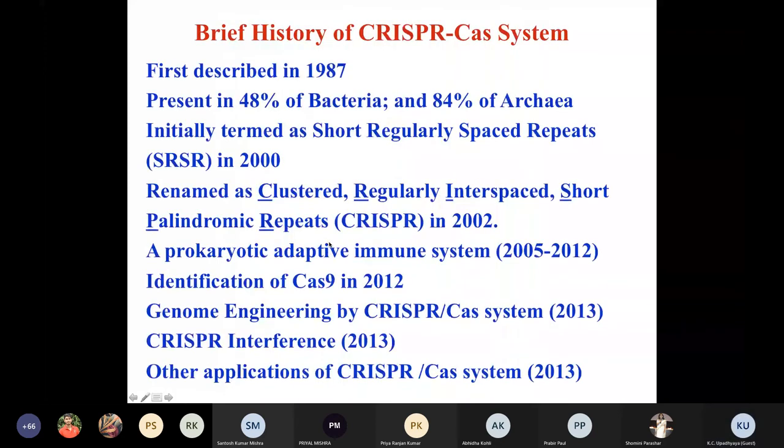Okay, a brief history: CRISPR was first described in 1987, basically in bacteria and also in archaea. Initially, bacteriophages infect the bacterial cells and leave behind short repeat sequences. Initially it was called short regularly spaced repeats, and in 2012 it was renamed as clustered regularly interspaced short palindromic repeats, called CRISPR. This is, of course, a part of the prokaryotic adaptive immune system, because if another bacteriophage comes, the bacterial cells can recognize it and degrade the DNA. And of course, genome engineering by CRISPR came in 2013.